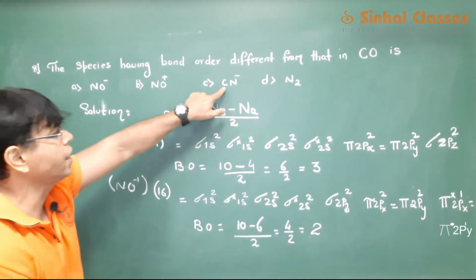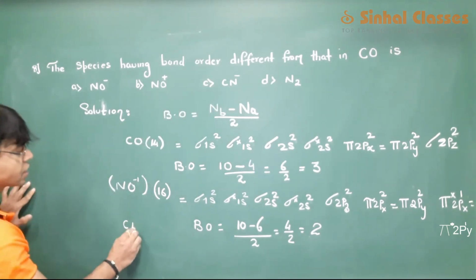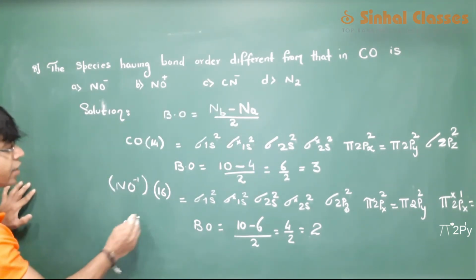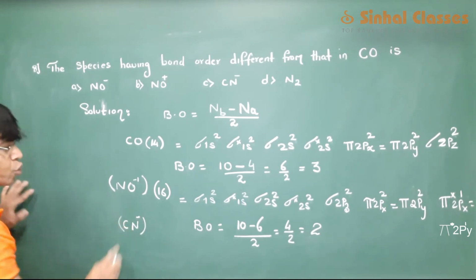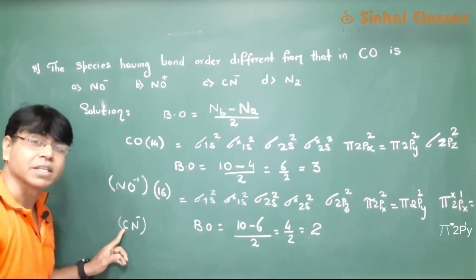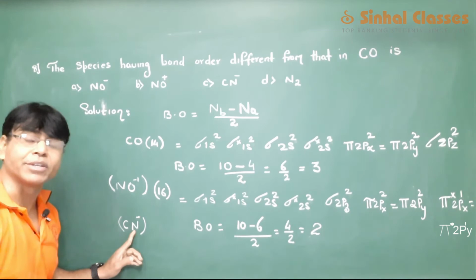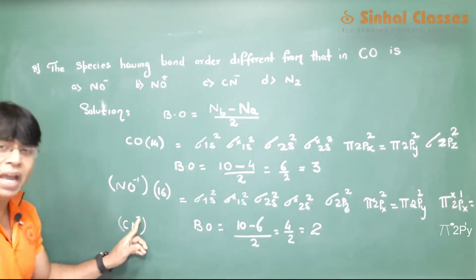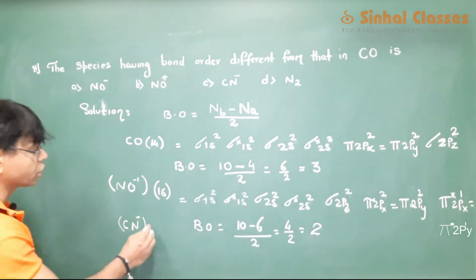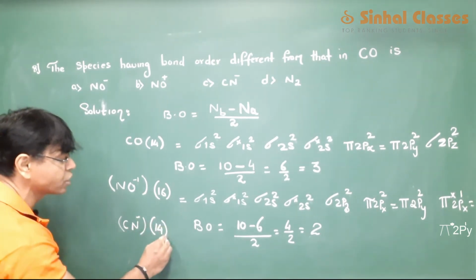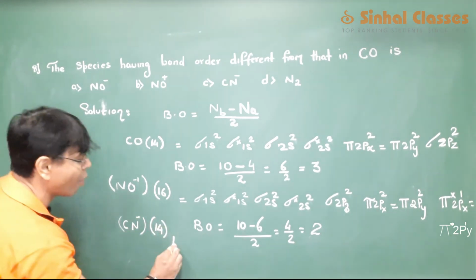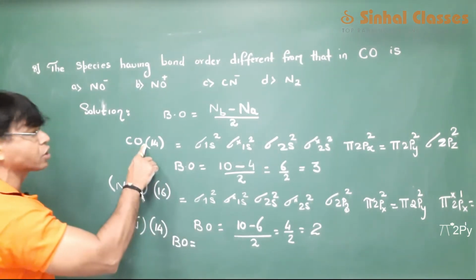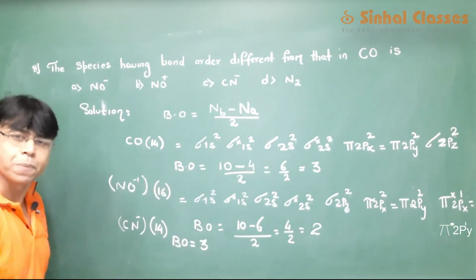What about CN? Let's see. CN minus 1. Carbon has 6 electrons, nitrogen 7. So 6 plus 7 is 13, and the minus 1 is 1 more electron. So total 14. So it also has 14 electrons. So the bond order for this will be similar to CO, which will be 3.